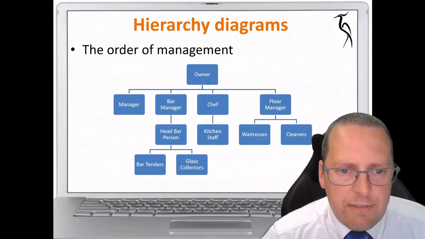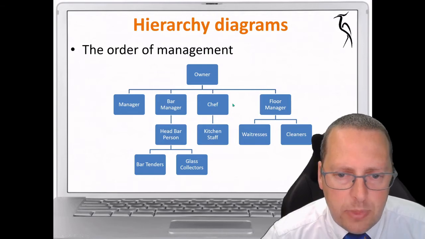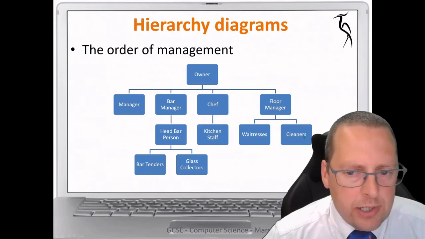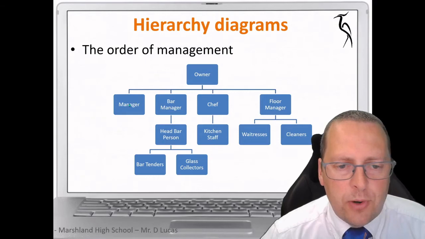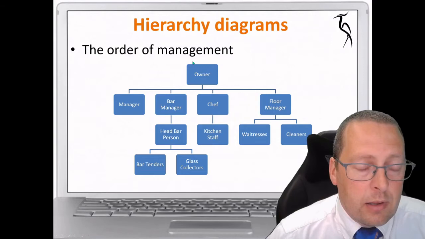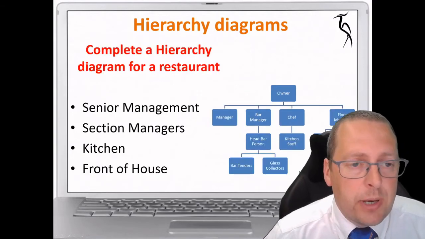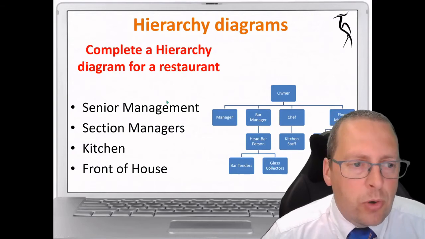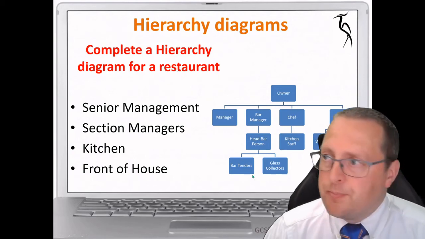Then likewise we've got a chef that reports to the owner, but the chef has kitchen staff that work for him. And the floor manager oversees the work of the waitresses and the cleaners. The owner also has a manager doing a lot of work for him. So you can see the structure of a hierarchy here for a restaurant. And like I said, you need to complete a hierarchy for your organisation, your company, or you can create one for a restaurant using this idea to support you if that's what you want.